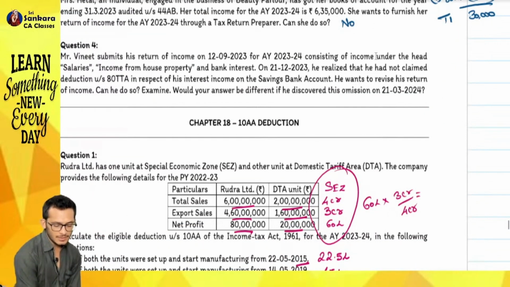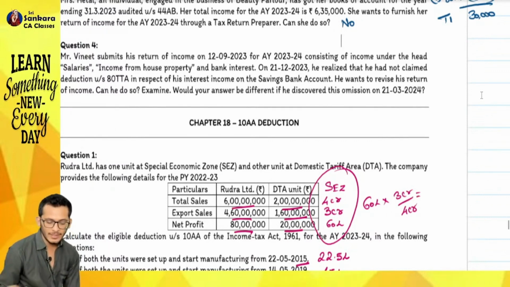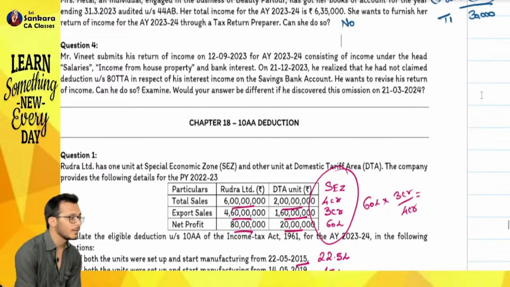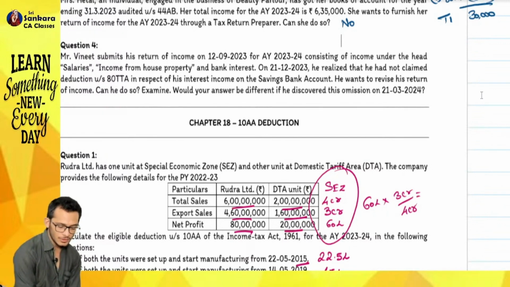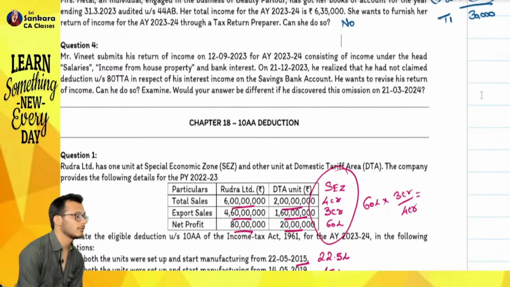Mr. Vinith submits his return of income on 12th September 2023 for assessment year 23-24, consisting of income under the head salaries, house property and bank interest. On 21st December 2023, he realizes he did not claim the deduction under 80TTA in respect of his interest income from savings bank account. He wants to revise his return of income. Can he do so? Examine. Yes or no? Why?